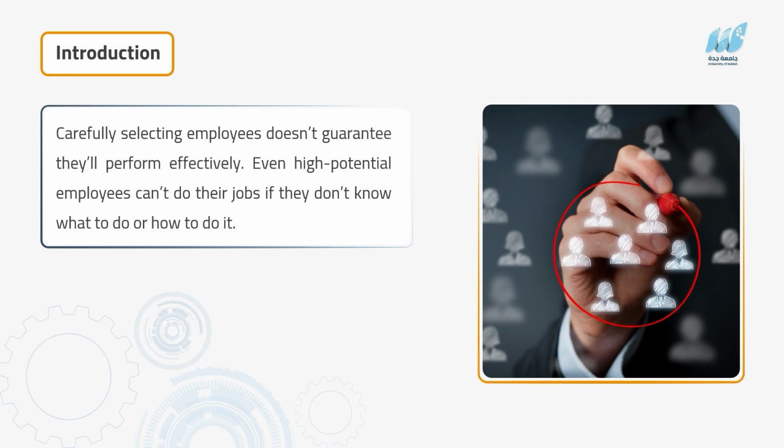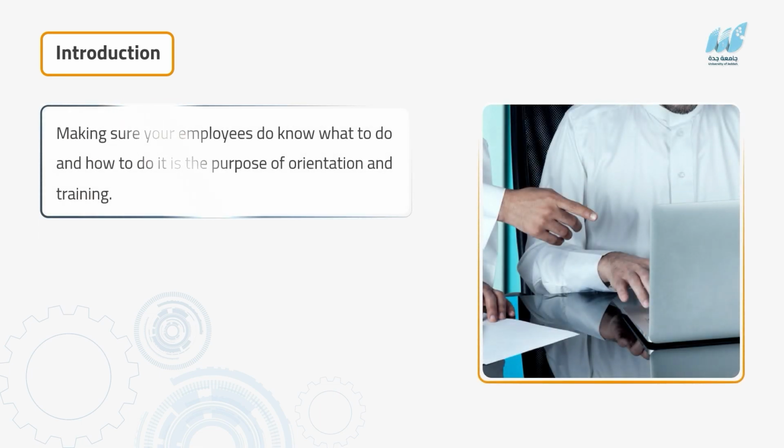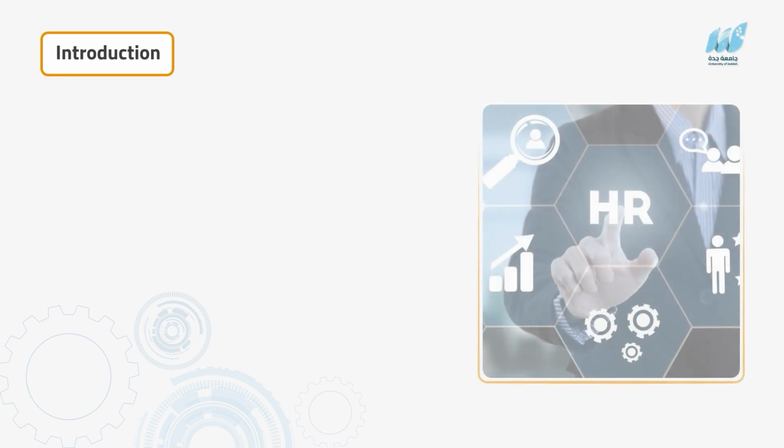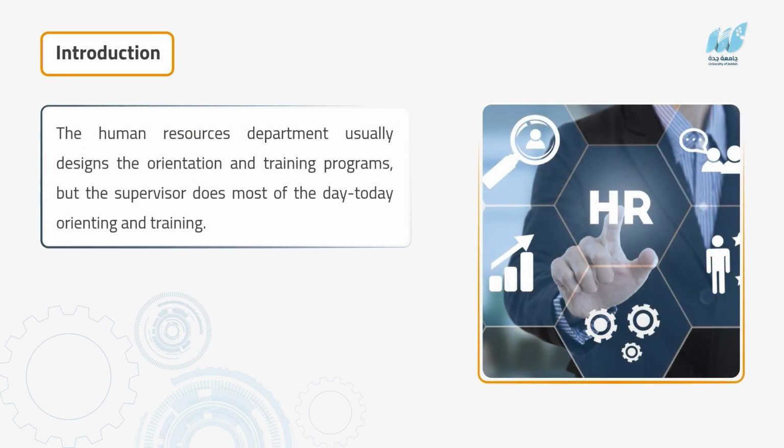Carefully selecting employees doesn't guarantee they'll perform effectively. Even high-potential employees can't do their jobs if they don't know what to do or how to do it. Making sure your employees do know what to do and how to do it is the purpose of orientation and training. The Human Resources Department usually designs the orientation and training programs, but the supervisor does most of the day-to-day orienting and training. Every manager, therefore, should know how to orient and train employees.